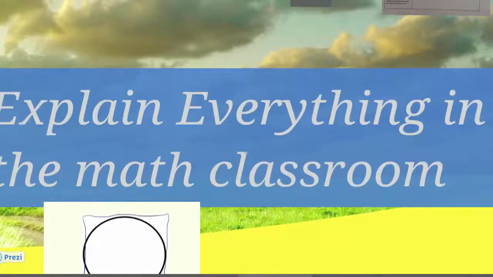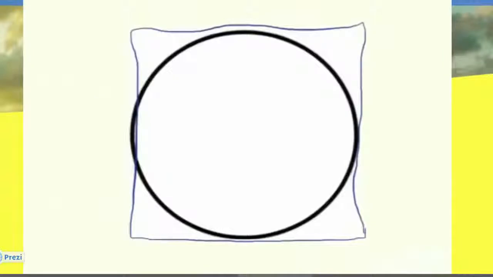This is using Explain Everything in a math classroom. We are going to learn how to find the area of a circle. To find the area of a circle, we first find the area of a square. The square is the smallest square that this circle can fit into.